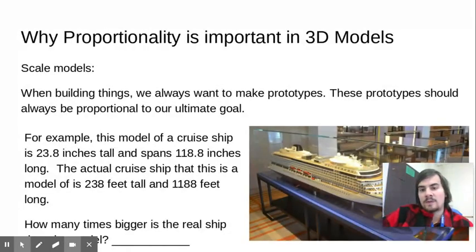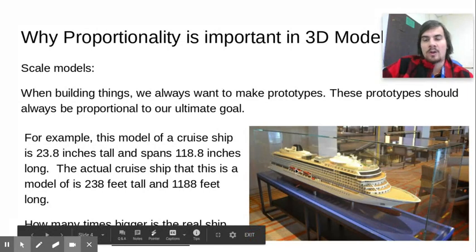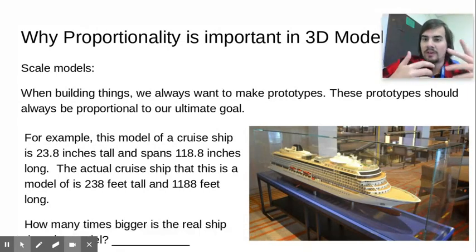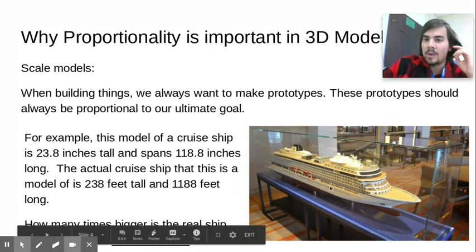So, first of all, scale models are things like this boat, where when you're designing something, when you're building something in engineering, you don't want to make a $10 million yacht without knowing what it would actually look like, how big it would actually be, like things like this. So we always want to make a scale model first. A scale model is a kind of prototype. We've talked about prototypes before. They're initial drafts when we're designing things. So this is a scale model of a yacht.